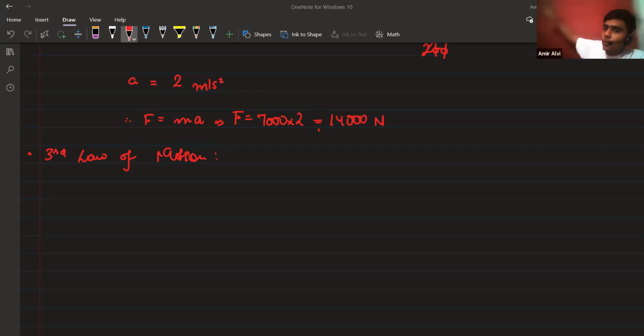Clear? So first of all, I am pushing the wall with my one hand, applying some force on it. The same equal force will be applied by the wall as well on my hand. That's called reaction force. This is called the action force.